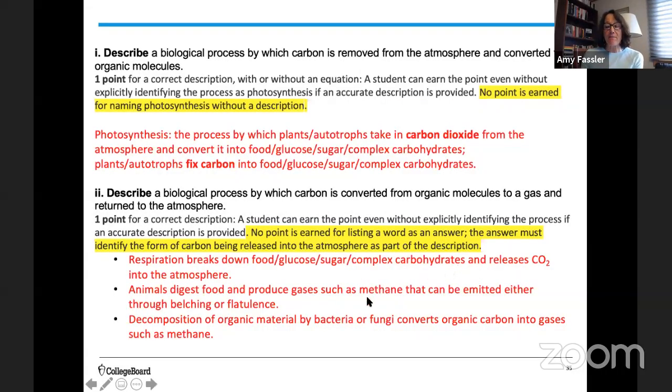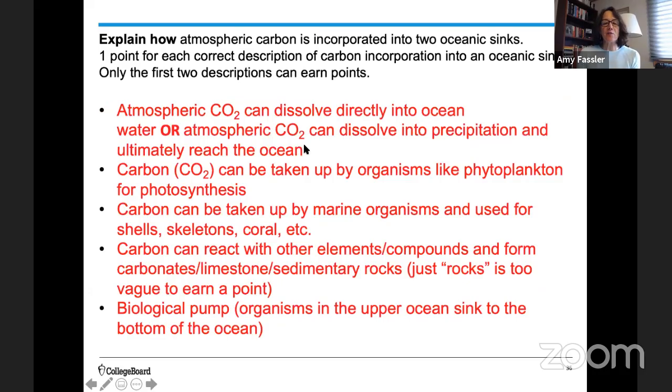We can have some methane emitted from animals. A lot of cows, for example, will belch or fart methane, depending especially on the diet that they eat, because of the breaking down of the cellulosic material, or the decomposition of organic matter by bacteria. We looked at that in the soil, converts organic carbon into gases such as methane. The next part was to explain how atmospheric carbon is stored in 2 ocean sinks.